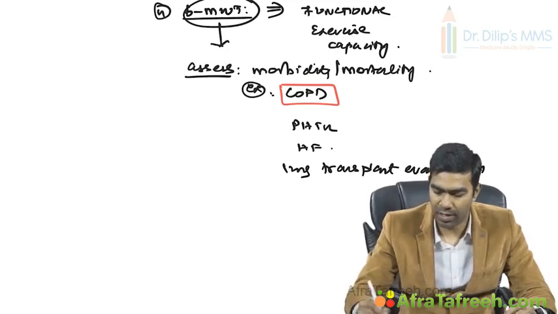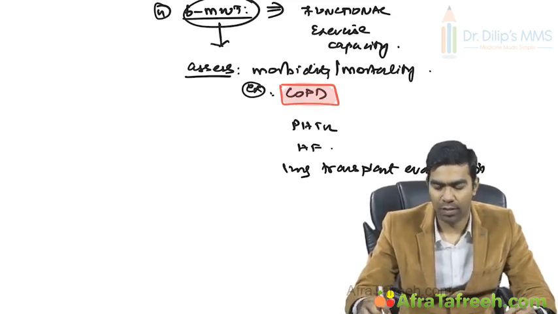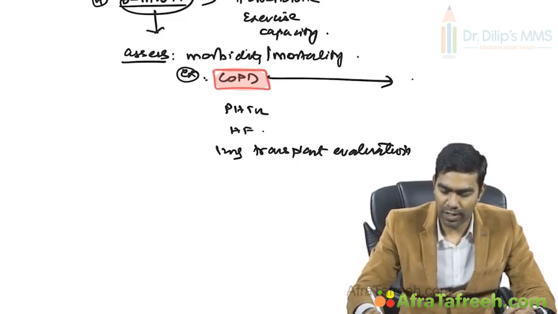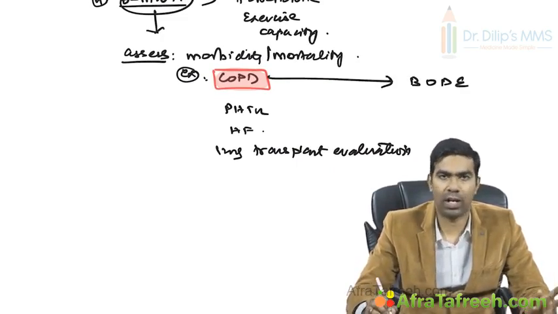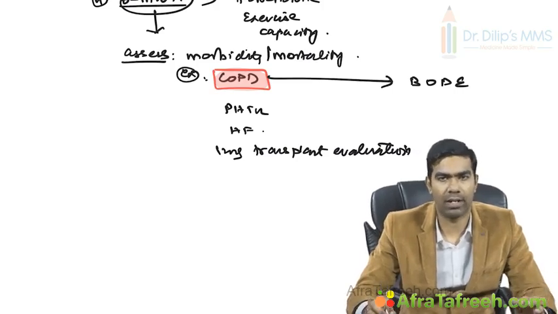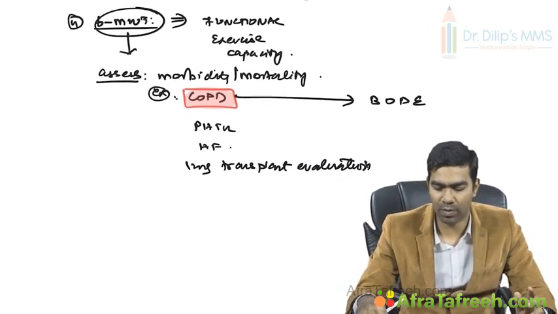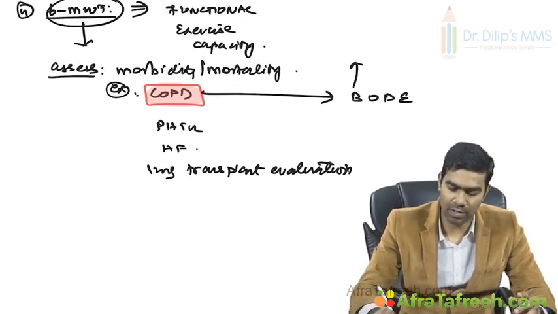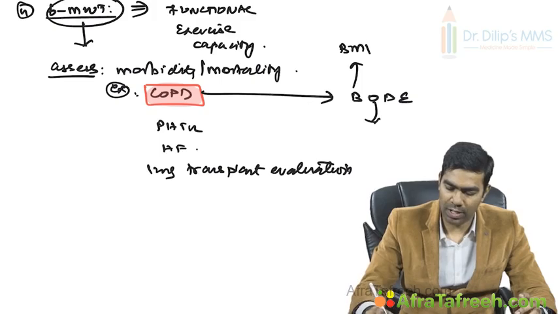But in exam, they will be asking you the COPD only. Why? Because in COPD, you have a prognostic index called the BODE index. And before lung transplantation, also the 6-minute walking test is mandatory. A lot of tests you do, but one of the important tests is the 6-minute walking test. What do you mean by BODE index? B stands for BMI, O stands for obstruction.